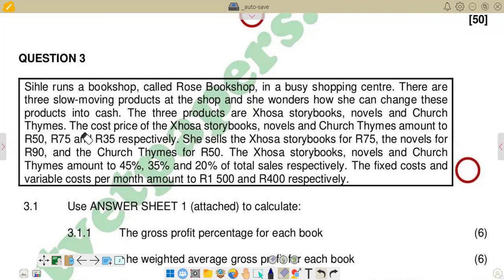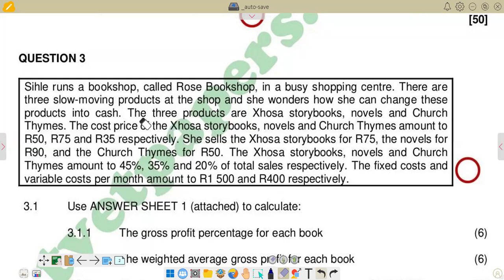The next sentence reads: the cost price of the Closer storybooks, novels, and Church Times amount to 50 rand, 75 rand, and 35 rand respectively. She sells the Closer storybooks for 75 rand, the novels for 90 rand, and the Church Times for 50 rand. The Closer storybooks, novels, and Church Times amount to 45%, 35%, and 20% of total sales respectively. The fixed cost and variable cost per month amount to 1,500 rand and 400 rand respectively.